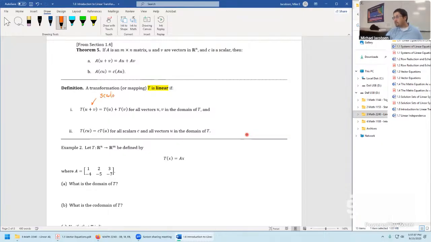Vector addition in the domain is preserved when we do vector addition in the codomain. And in a real sense, that's pretty weird. Functions typically don't do that.